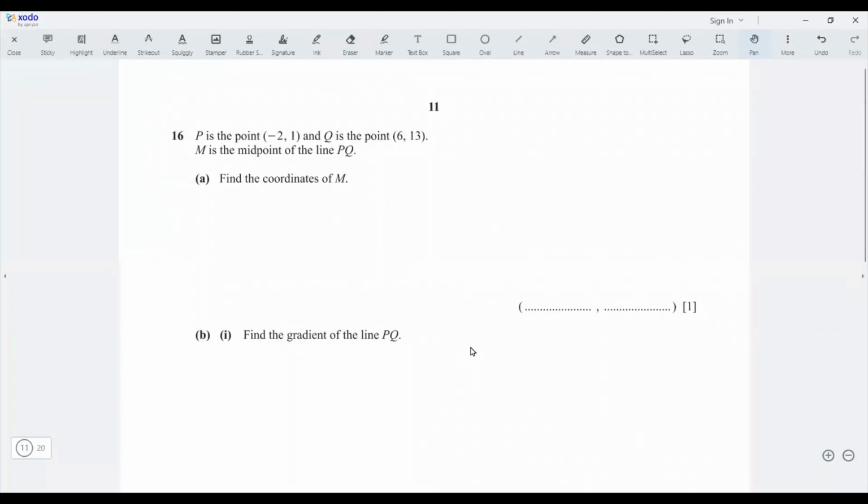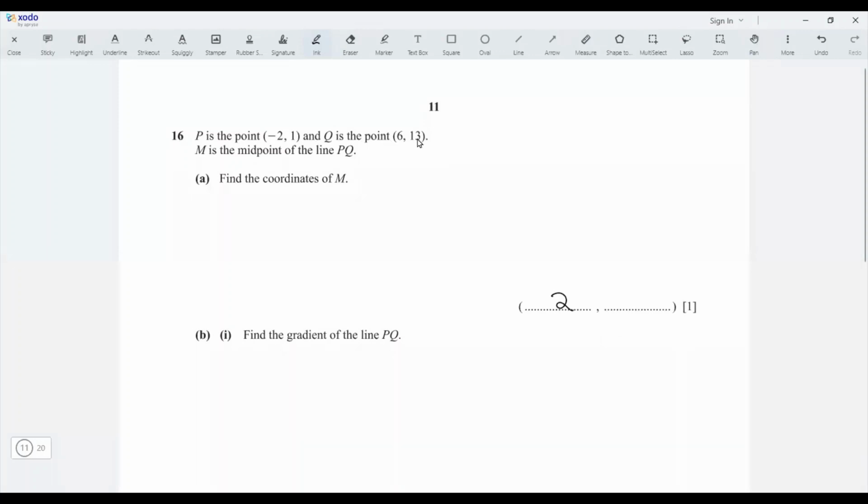Next question is also related to coordinate geometry, but in this case, we have to find the midpoint coordinates. Midpoint coordinates always carry 1 mark. So just finding the average of the x coordinates, minus 2 plus 6. Do your mental maths. Minus 2 plus 6 gives positive 4. Positive 4 divided by 2 is 2.